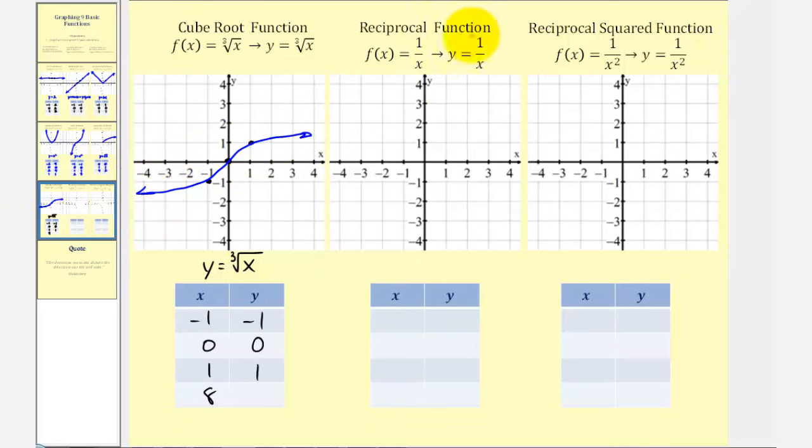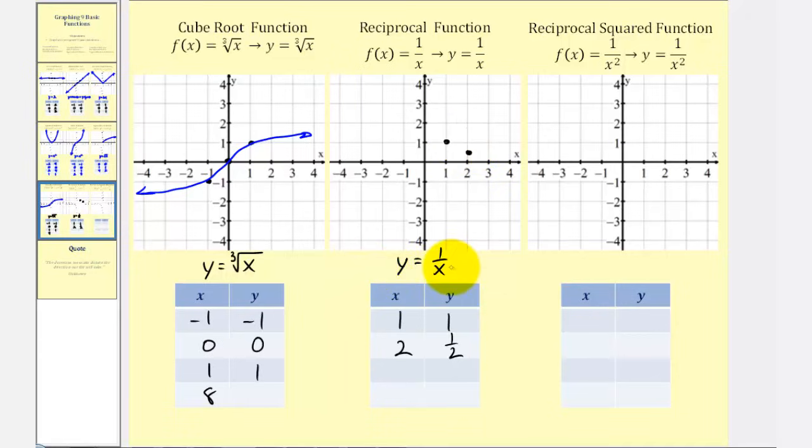Next we have the reciprocal function, or f of x equals 1 divided by x. Again, we'll use y equals 1 divided by x. Notice x cannot be 0. Let's select x equals 1 and then x equals 2. If x is 1, we'd have 1 divided by 1, or 1. If x is 2, we have y equals 1/2. So we have the point 1, 1 here, the point 2, 1/2 here.